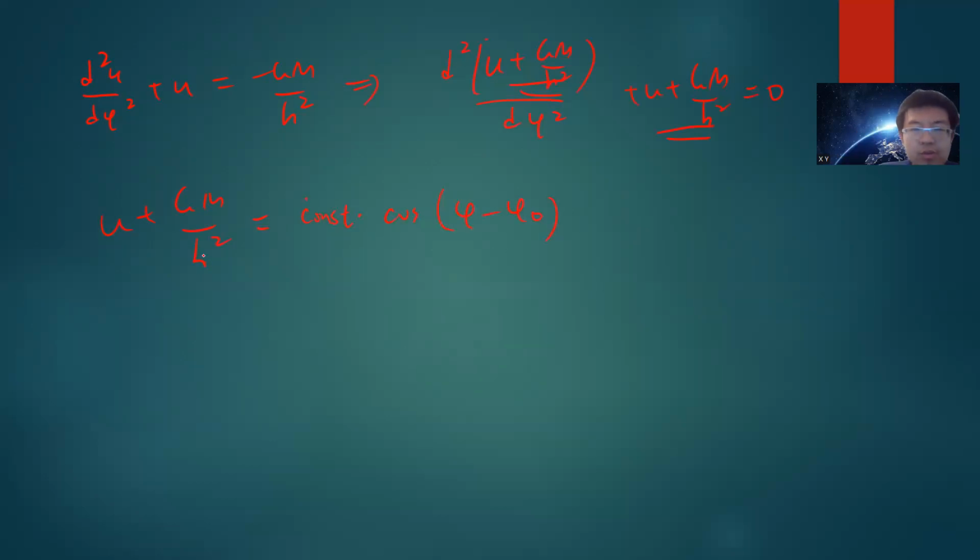Okay, so if you write u to be 1 over r, then you derive 1 over r equals some constant times cosine of (phi minus phi 0) minus another constant. So it's 1 over r equals cosine phi plus something. Okay, and this guy is an ellipse. Okay, so basically this is why this guy is an ellipse. This is the proof. Okay.